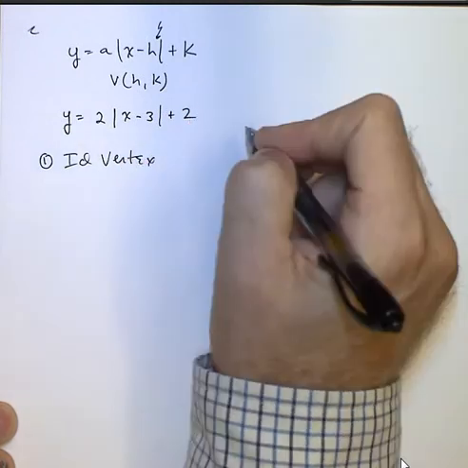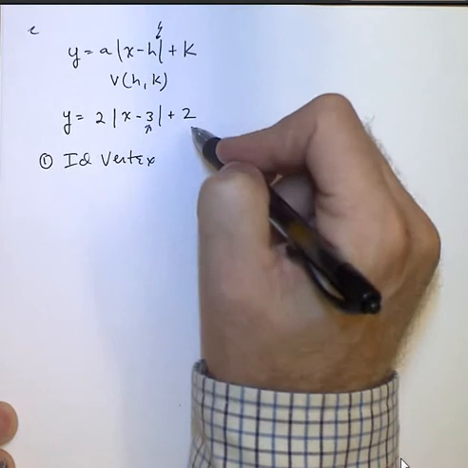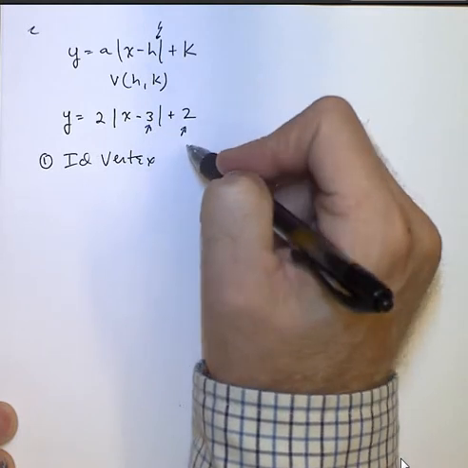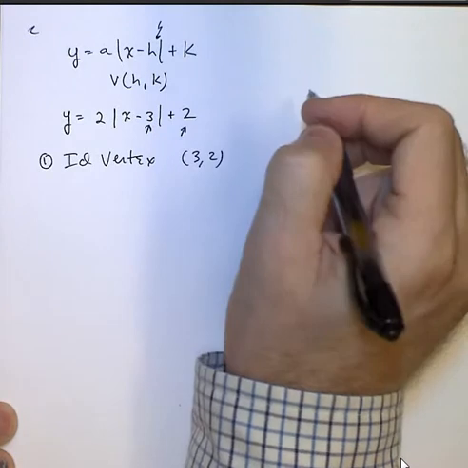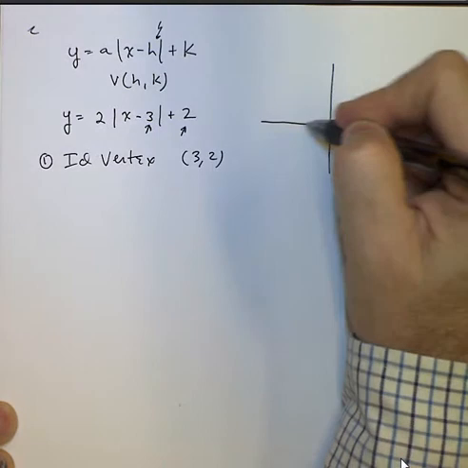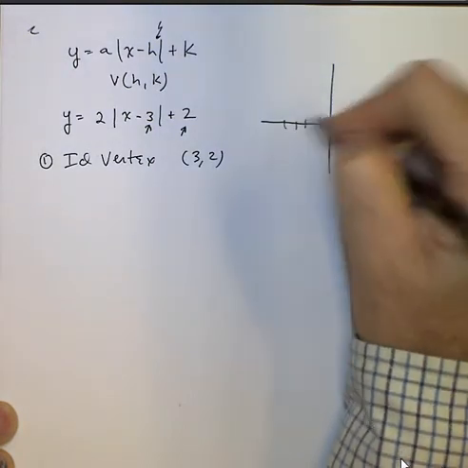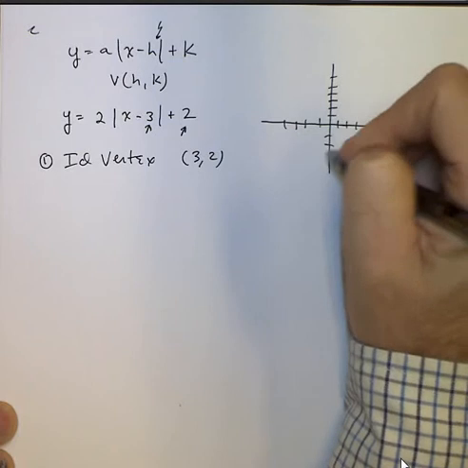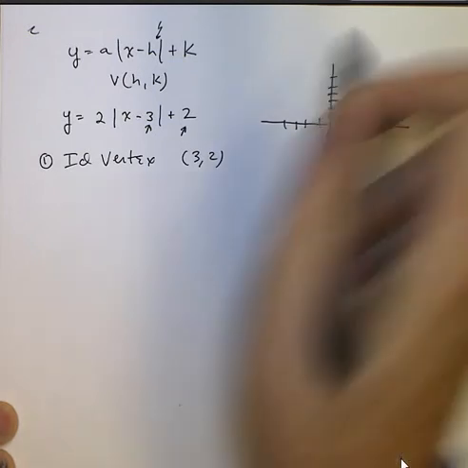To identify the vertex, we see we have the h term right here and the k term right here. So the vertex in our problem is 3 comma 2. So what I'm going to do over here is start the process of graphing it. We plot the vertex. And there was no math to do there. You can find it right in the equation, 3 comma 2.